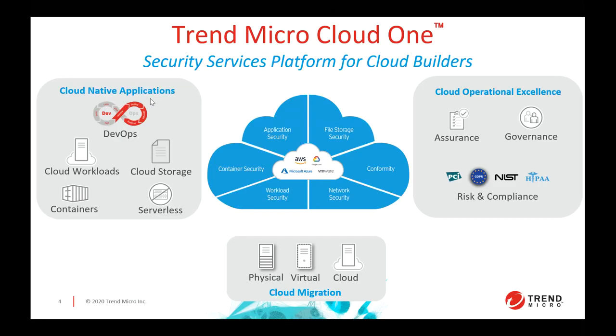So you can see the number of modules involved in that: workload security, network security, conformity, file storage security, application security, container security. Lots of things are involved. You may have this question in mind: earlier we used to call it Deep Security as a Service, so where is the product, and is it integrated with one of the modules, or do all the modules collectively do Deep Security as a Service? So Deep Security as a Service is just a small thing.